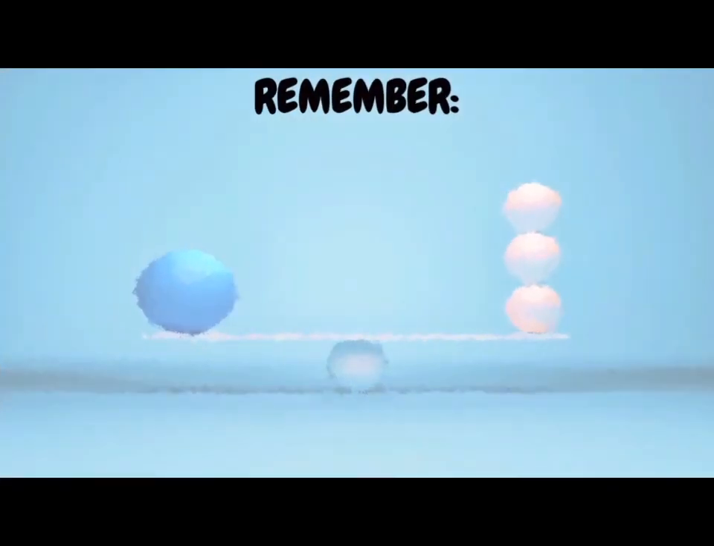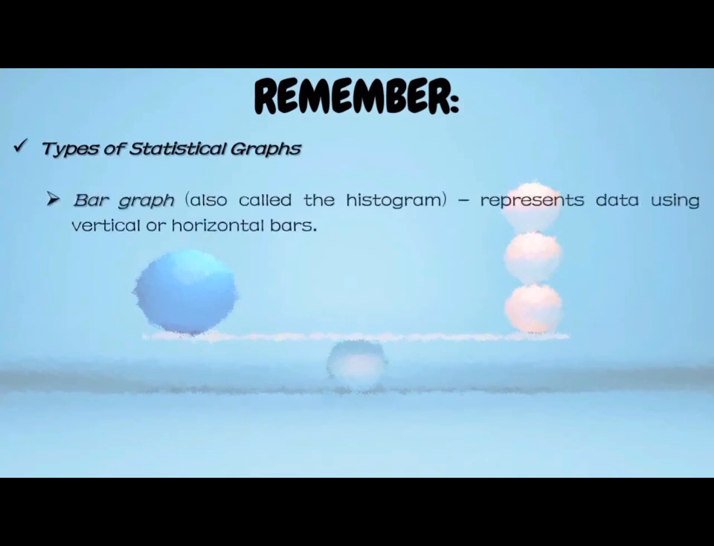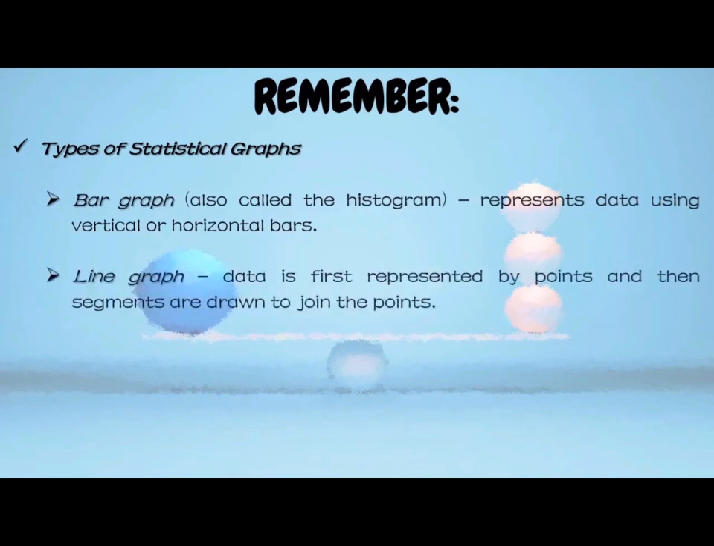So let us summarize what we have learned in this video. So we have the different types of statistical graphs. The first one is the bar graph, also called the histogram. It represents data using vertical or horizontal bars. And then the second one is the line graph. The data is first represented by points and then segments are drawn to join the points.